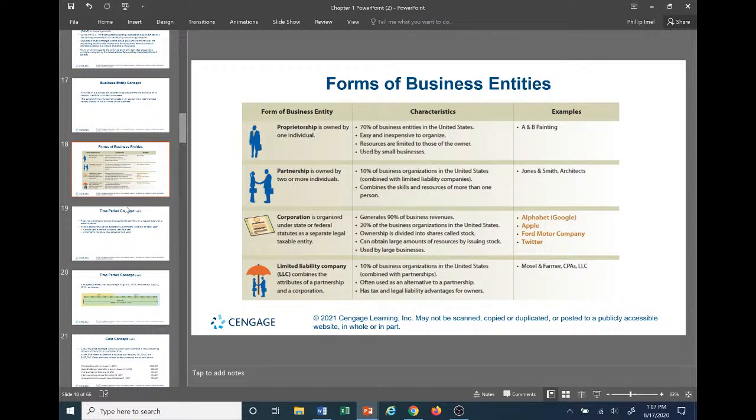One thing known as a corporate veil. It's hard to pierce a corporate veil, but if you pierce a corporate veil, meaning this is tying to corporations, then you can actually go after the owners. That's not very likely, though. So that's what the legal liability advantages are for owners of LLCs: they have the limited liability of a corporation, but the tax advantages and tax structures of the pass-through of proprietorships and partnerships. A good example there is Mosel and Farmer CPAs LLC.